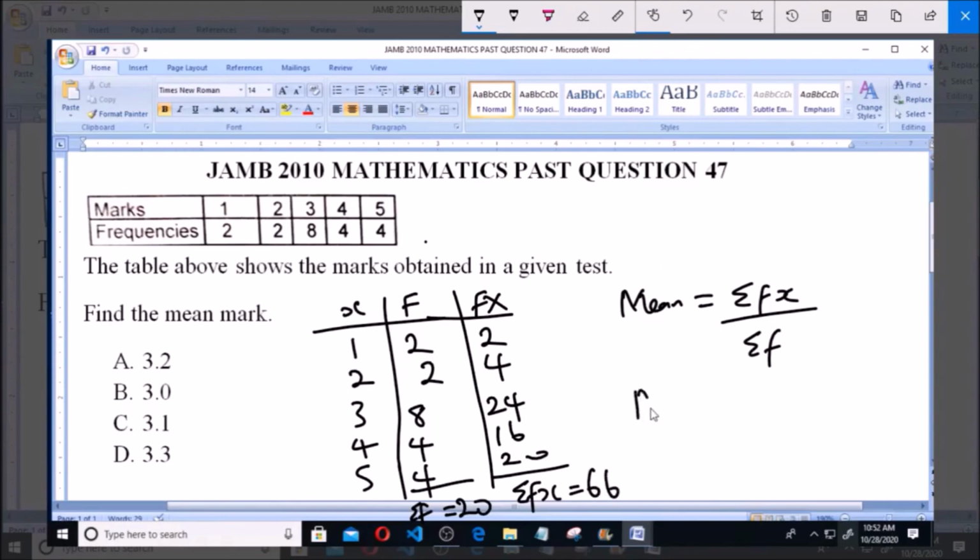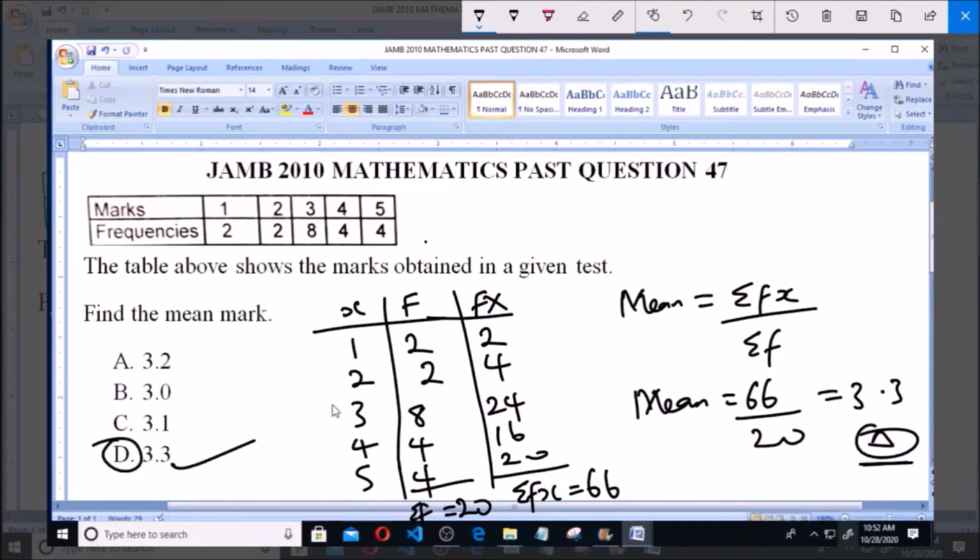So therefore mean is equal to summation fx over summation f, that is 66 all over 20, and this is equal to 3.3, which is option D, 3.3. So D is the correct answer to this question.